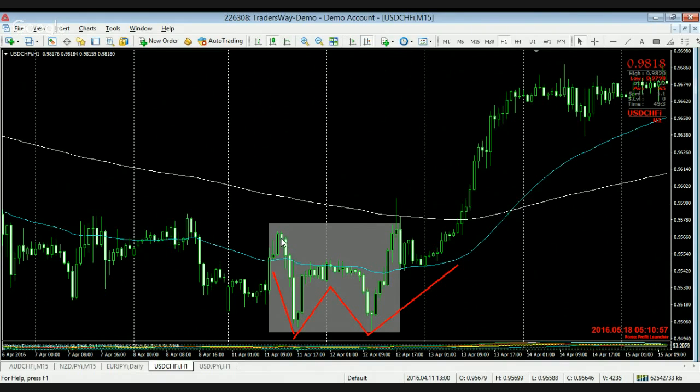Right here, all of a sudden you can see that the market maker decides to start dropping. Now people are starting to sell. People are starting to think that the market is going to keep dropping, so they sell, they sell, they sell. Now, all of a sudden, the market maker decides to go the other way.